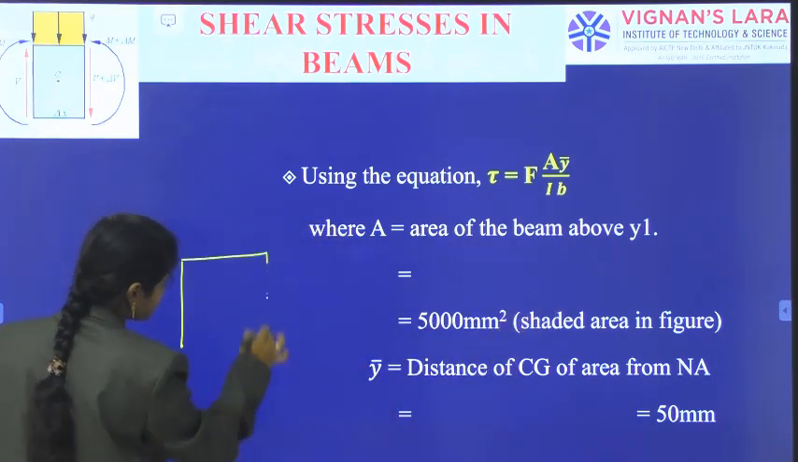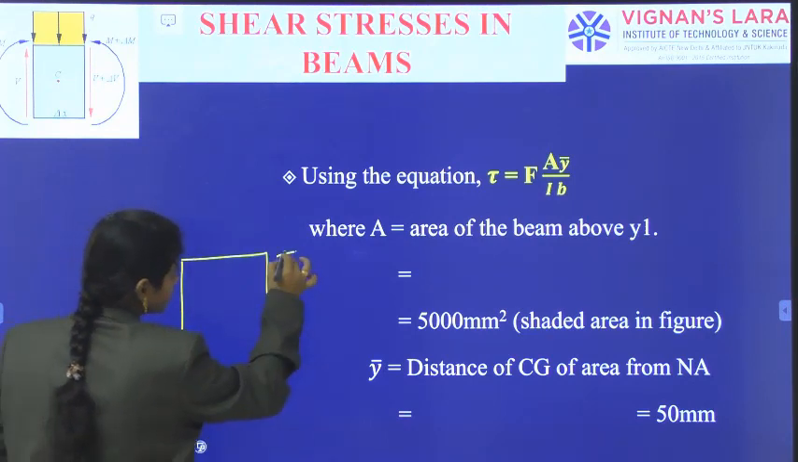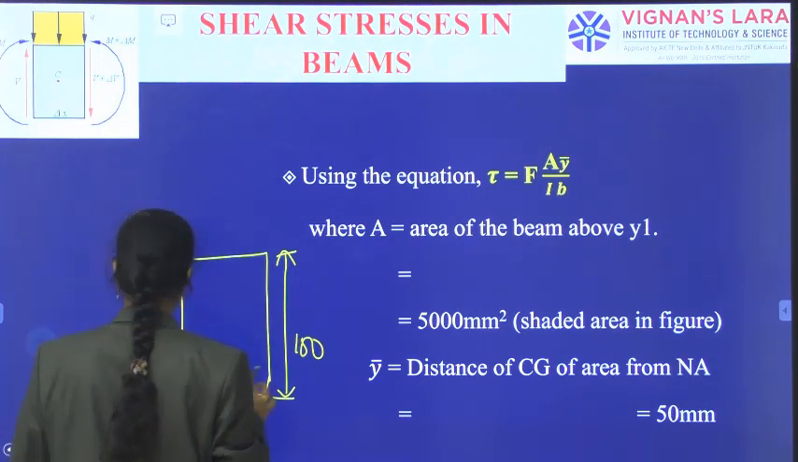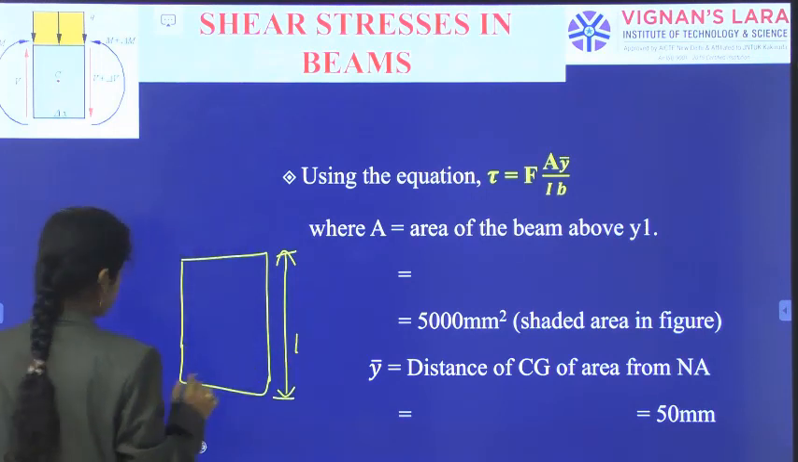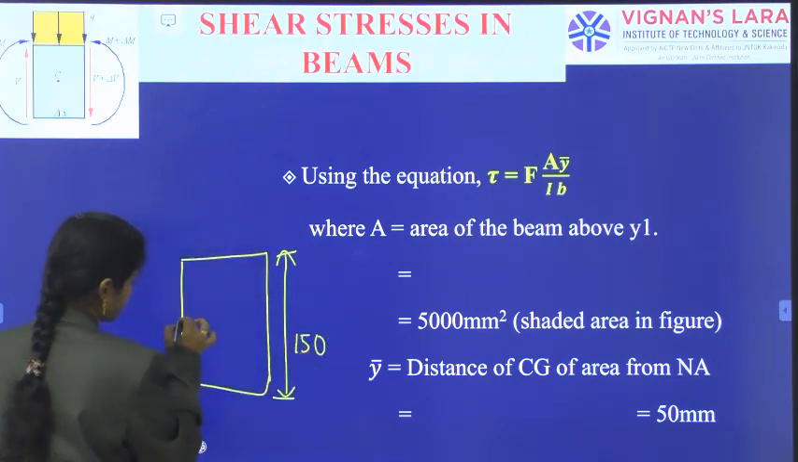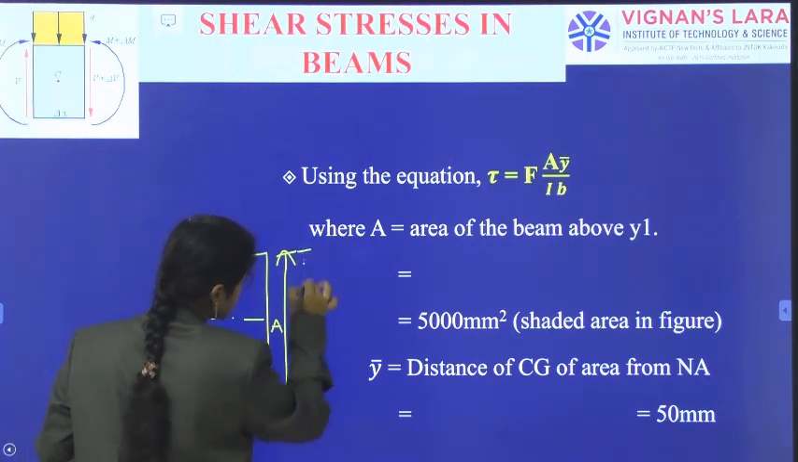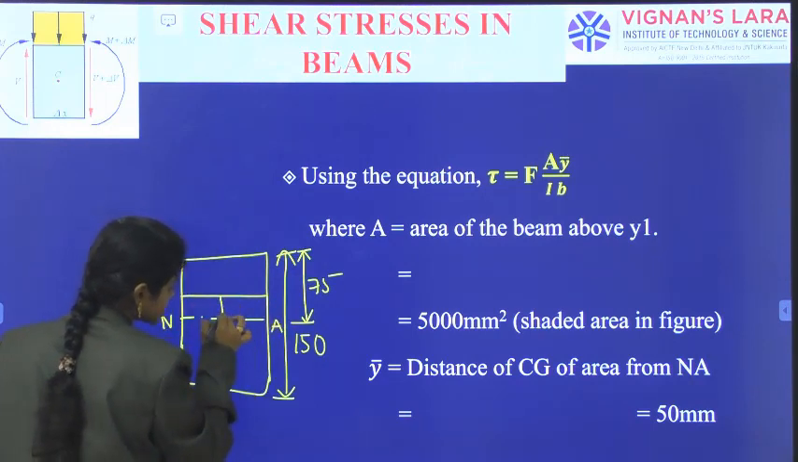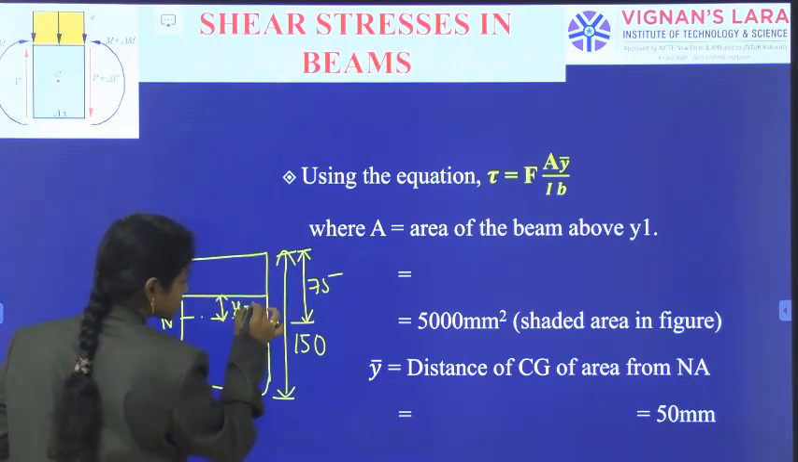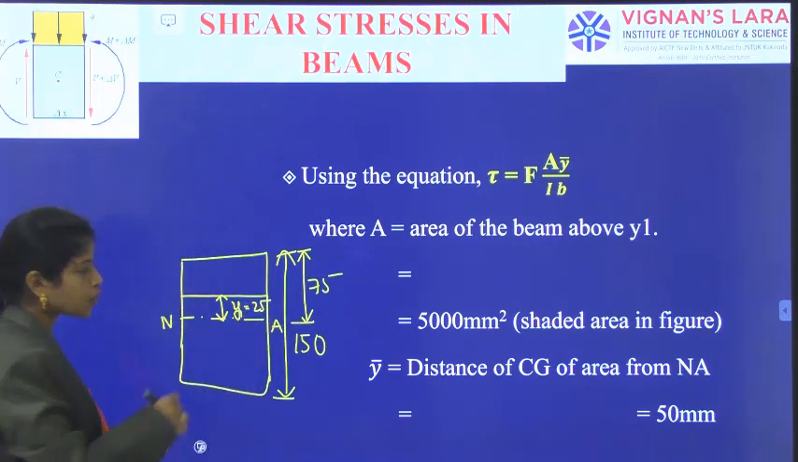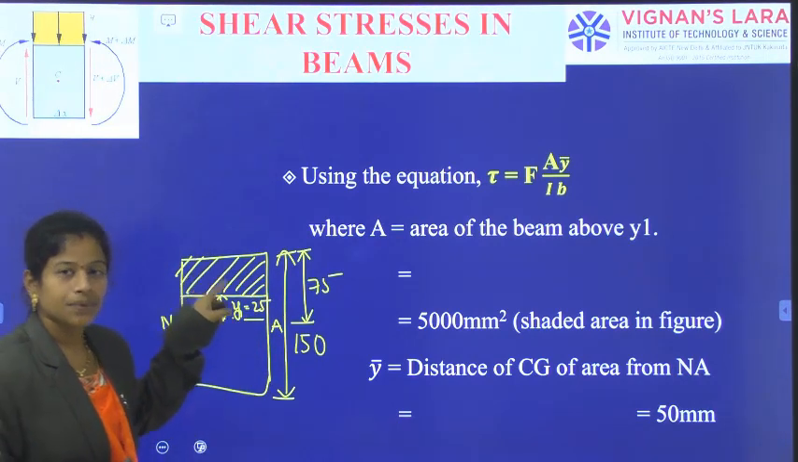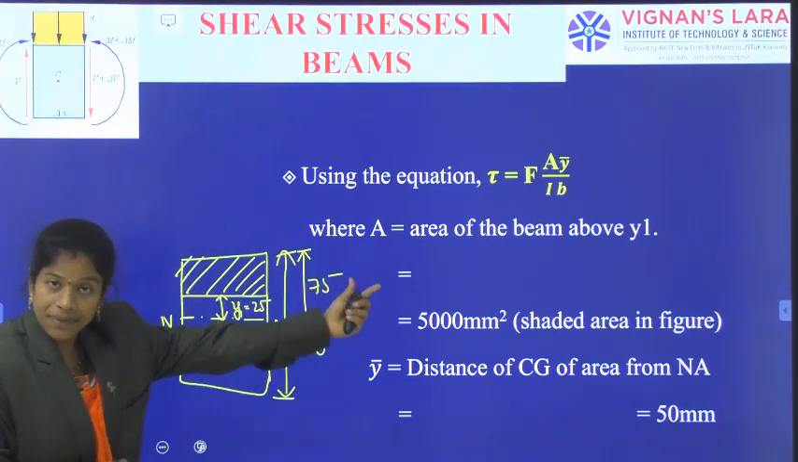So we have got this section with 150 depth and the nodal axis line, which is at 75 mm depth. In it, we have indicated our shear stress evaluating level, that is Y1 equal to 25 mm, and above this portion we have a shaded area. That is capital A, the area of the beam above Y1.